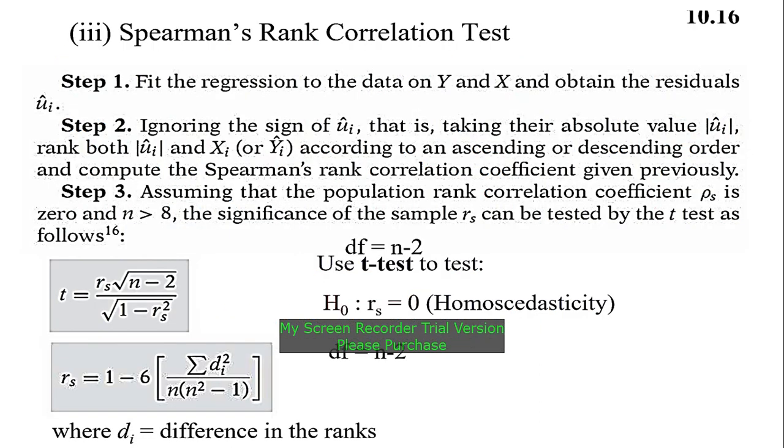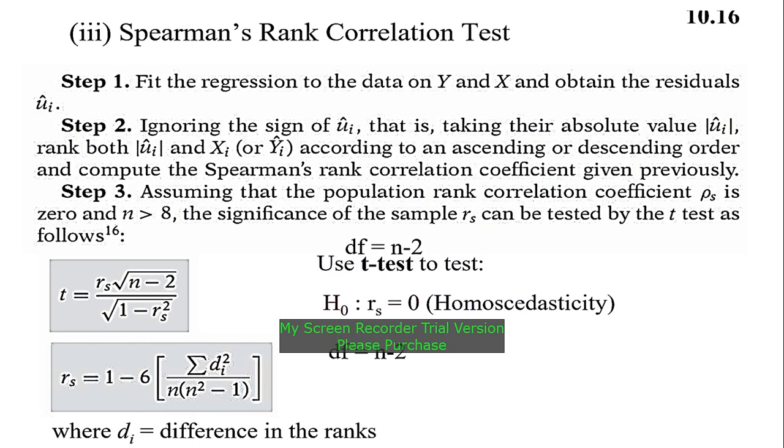Good. So now let's look at the steps. First step, we have to fit the regression to the data x and y. As I stated earlier, it looks at whether there is a correlation between two variables. So now we have to compute the estimate for the error term. But after the estimate, you have to ignore the signs. You have to just take the absolute values.